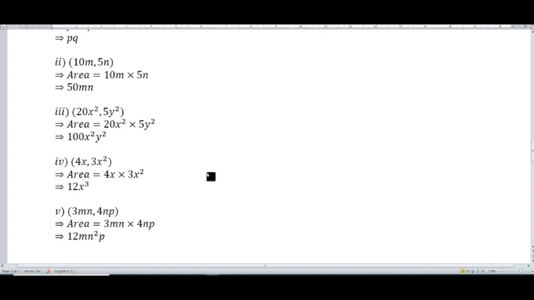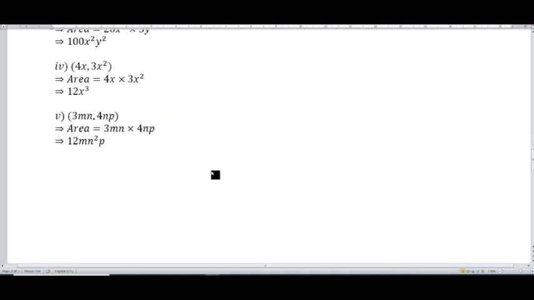In the same way, in question number 5, suppose 3mn is the length and 4np is the breadth, and area will be length into breadth, that means 3mn into 4np. So the answer will be 3 fours are 12, m is there, and n is occurring 2 times, that means n into n is n square, and p will remain the same here, so the answer will be 12mn square p.